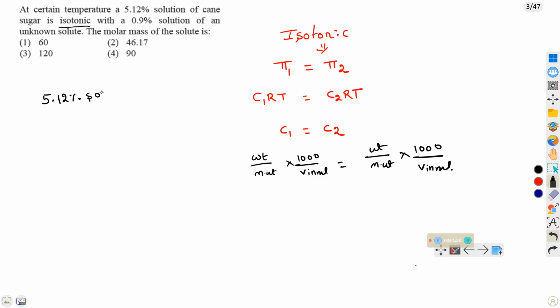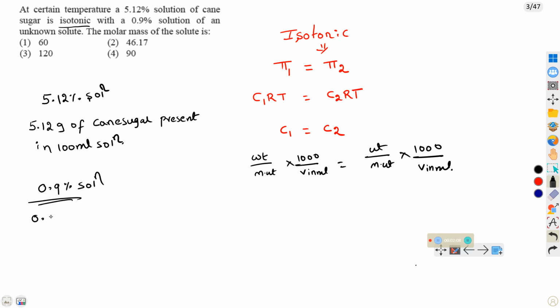5.12% solution of cane sugar means 5.12 grams of cane sugar present in 100 ml solution. 0.9% solution means 0.9 grams of solute present in 100 ml solution.